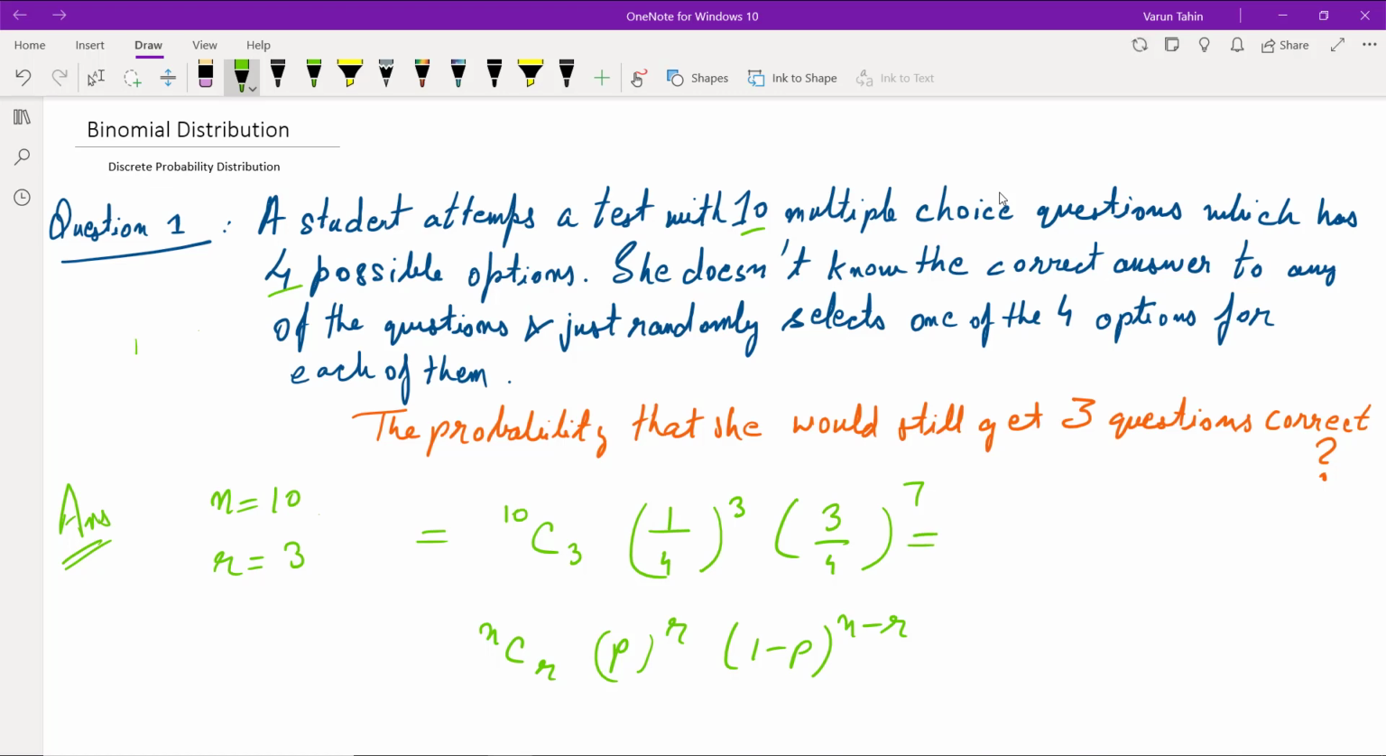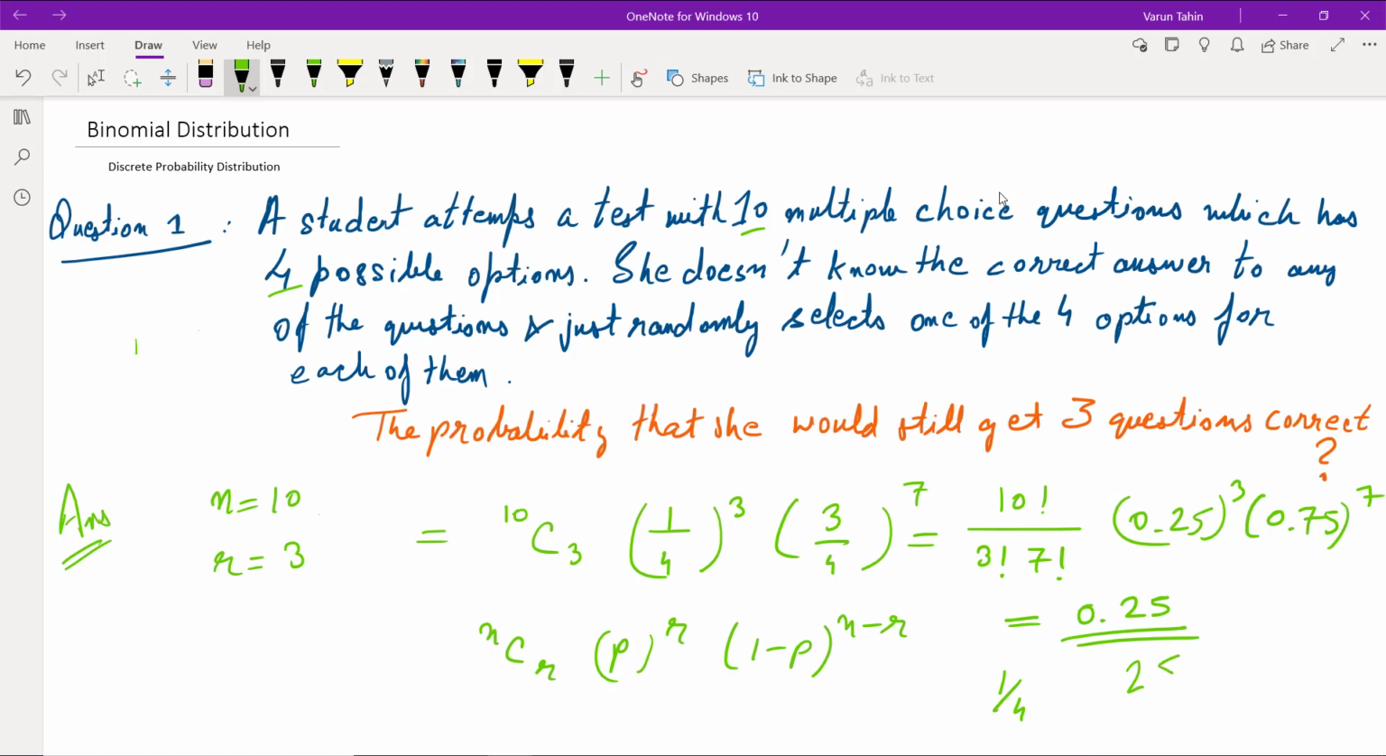Now if I expand this, I'll get 10 factorial by 3 factorial into 7 factorial, into 0.25 raised to power 3 and 0.75 raised to power 7. So if you calculate this, you will have 0.25 as the answer, which clearly says that she has 1 over 4 possibilities of getting 3 questions correct out of 10, or a 25% chance.